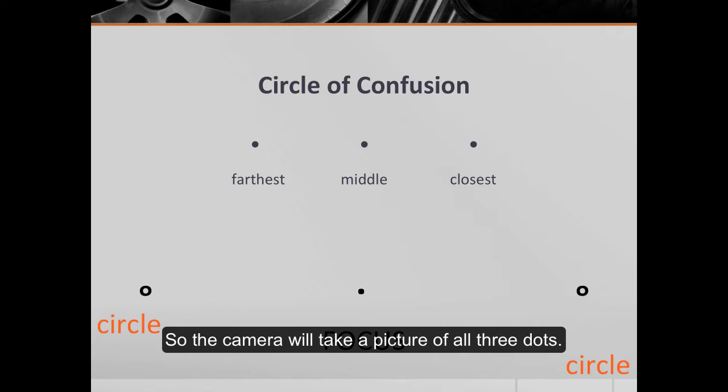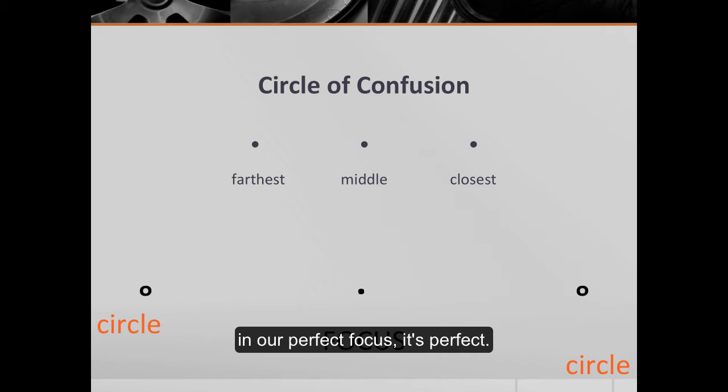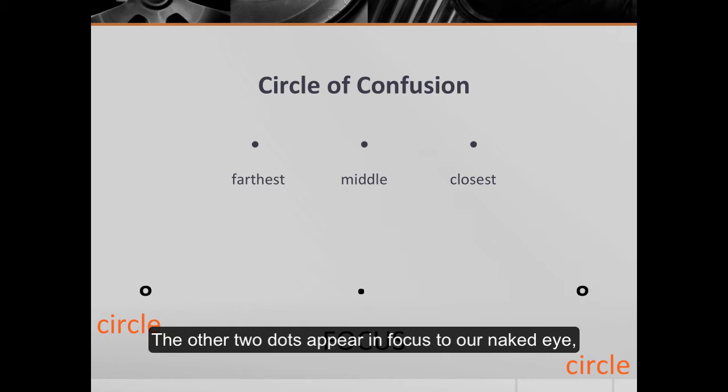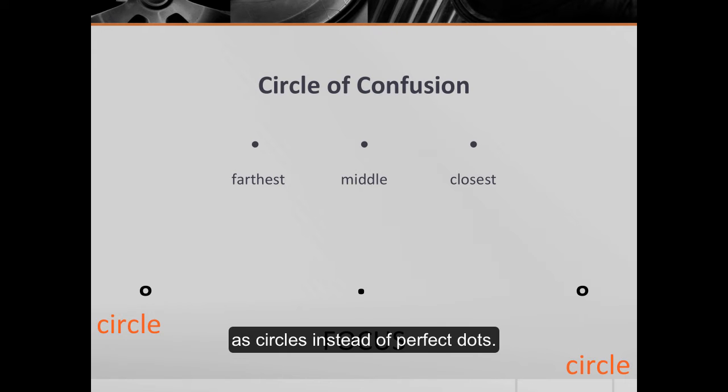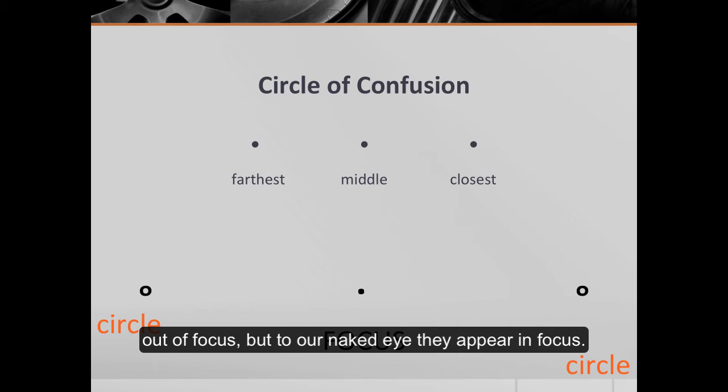Okay? And what will happen is the focus of our lens will be on that middle dot, which comes out in perfect focus. The other 2 dots appear in focus to our naked eye, but when looking at the photo very closely, the dot in the front and the dot behind are appearing as circles instead of perfect dots. So they are technically out of focus, but to our naked eye, they appear in focus. They appear still as dots. It's only through that photo that we actually see they are not in focus.